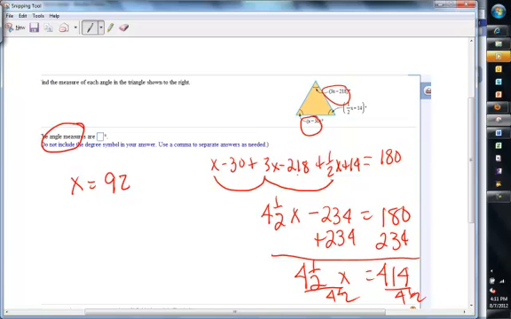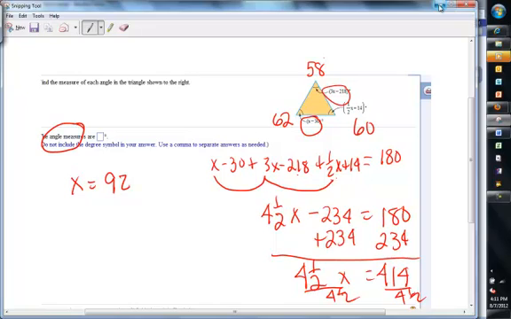So x minus 30 is, this angle is 62. 3x, so 92 times 3 minus 218. This angle is 58. And 92 divided by 2 plus 14, this angle is 60.